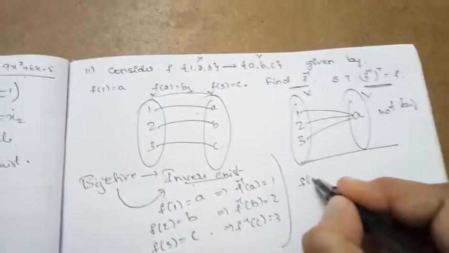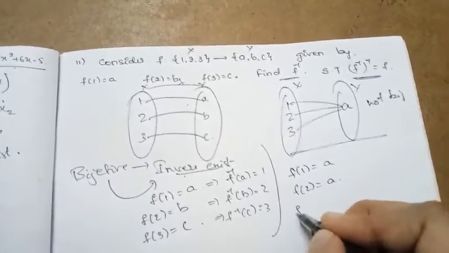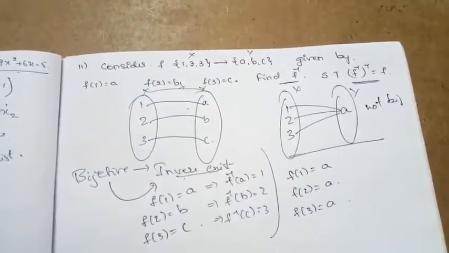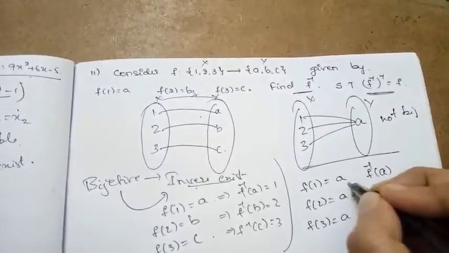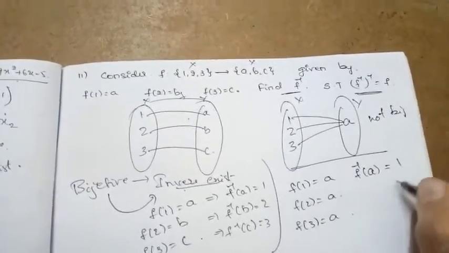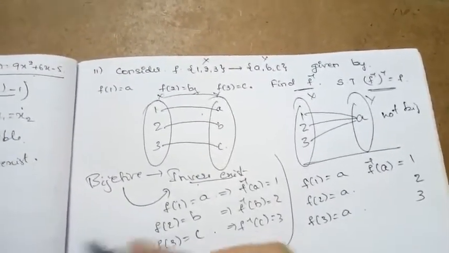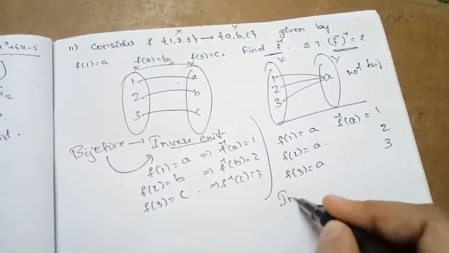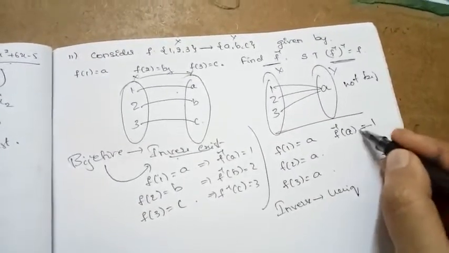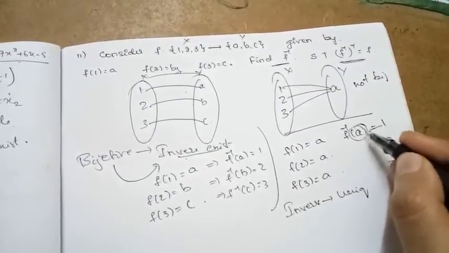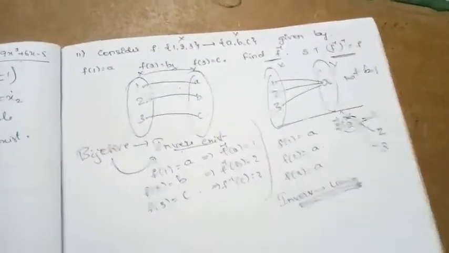Now you can see here f of 1 is equal to a, f of 2 is also equal to a, f of 3 is also equal to a. Now since it is not bijective, suppose I take the inverse of this, that is f inverse of a, it is equal to 1, it is also equal to 2, it is also equal to 3. But what I said in the previous question: if the inverse exists, it is unique. But here, for one input a, we are having 3 inverses. So it is not at all unique here.